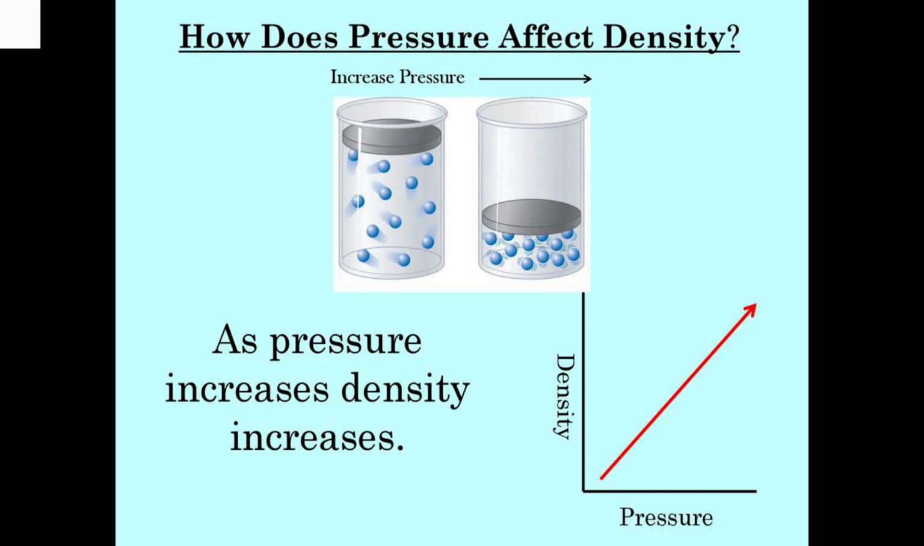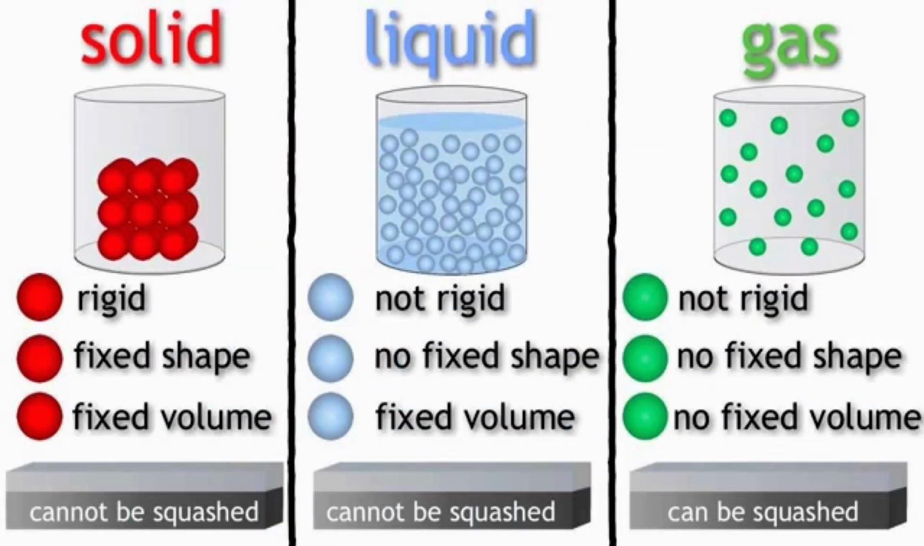Effect of temperature on density. Increasing the temperature of a substance decreases its density. Conversely, decreasing the temperature increases the density. Thus, the density of air varies inversely with temperature. This statement is true only at a constant pressure.